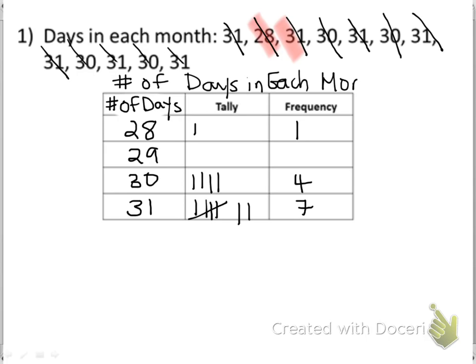If you're ever not sure if your graph needs a title or not, always put one, because you'll never lose points for putting one, but you will lose points if you don't put one. And that's how to make a frequency table.